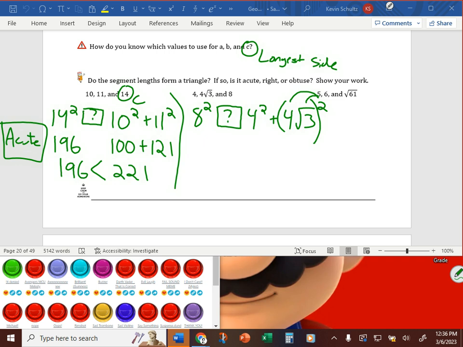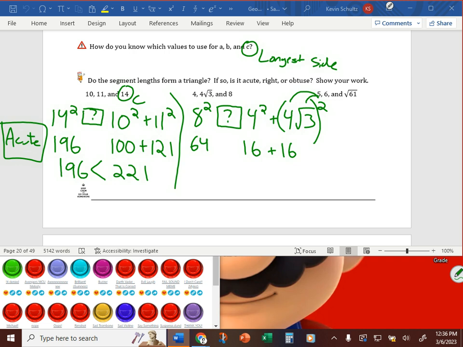So I'm going to show a little more work on this. 8 squared, of course, is 64 there. 4 squared is 16. And what we get when we square 4 root 3, again, what we're doing is we're squaring the 4. We multiply it. And what is the root of 3 squared? 9. The root of 9, which equals 3.